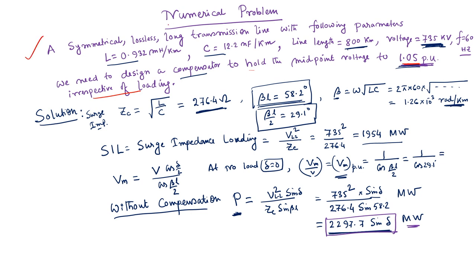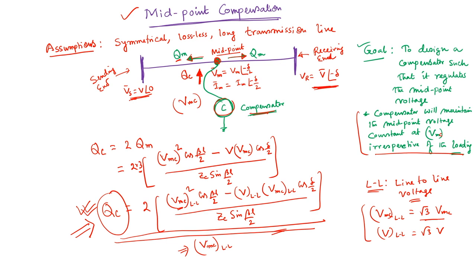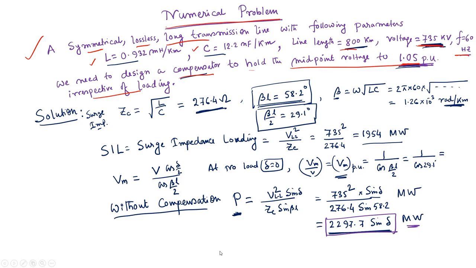If you look at this numerical problem, you will see it is a problem of a symmetrical lossless long transmission line with the following parameters. These parameters are the line inductance, line capacitance, line length, nominal voltage level, frequency, etcetera. And we have been asked to design a compensator to hold the midpoint voltage VMC line to line at 1.05 per unit, considering that the line to line base voltage is 735 kV.